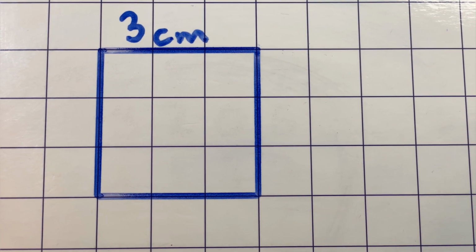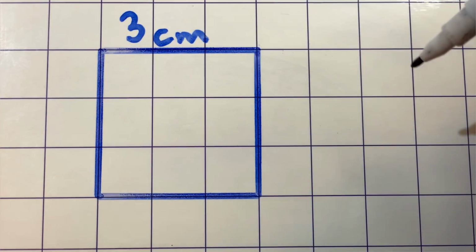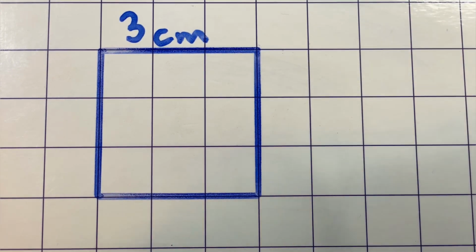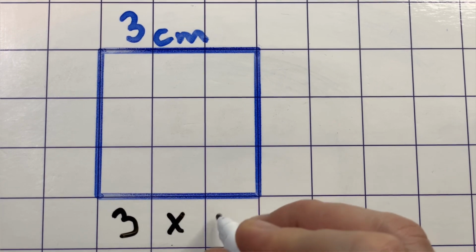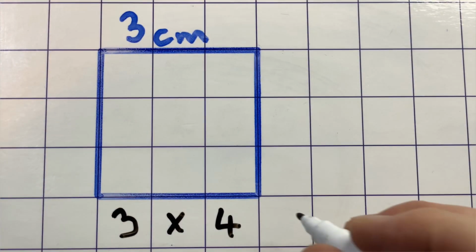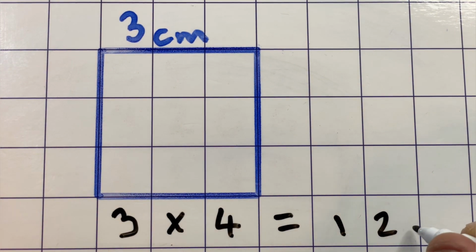Now we have an example where we're trying to be a little bit sneaky. So we're only giving you one side. But if you look closely, this shape is a perfect square. So if it's 3 centimetres on that side, on these other 3 sides, it's 3 centimetres as well. So all we have to do here is 3 times 4, because we have 4 sides to the square, equals 12. So you know that the perimeter of this shape is 12 centimetres.